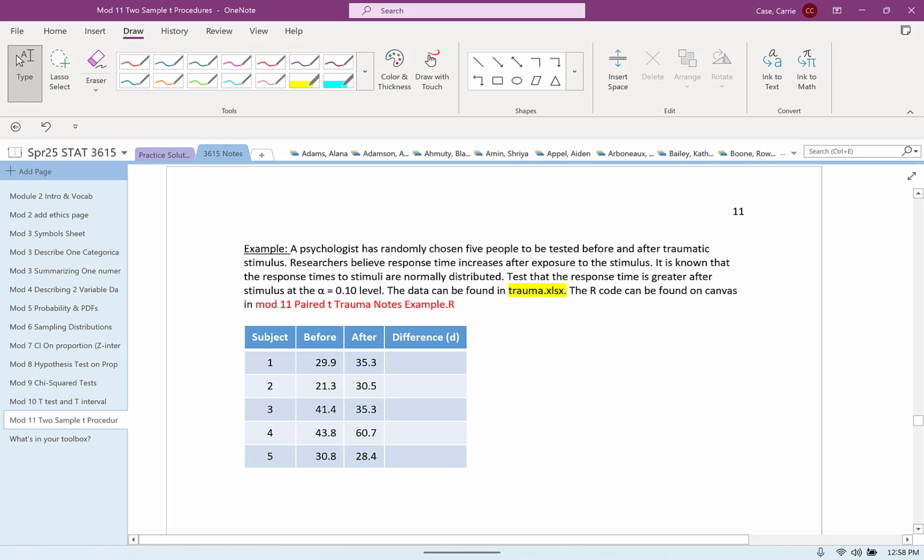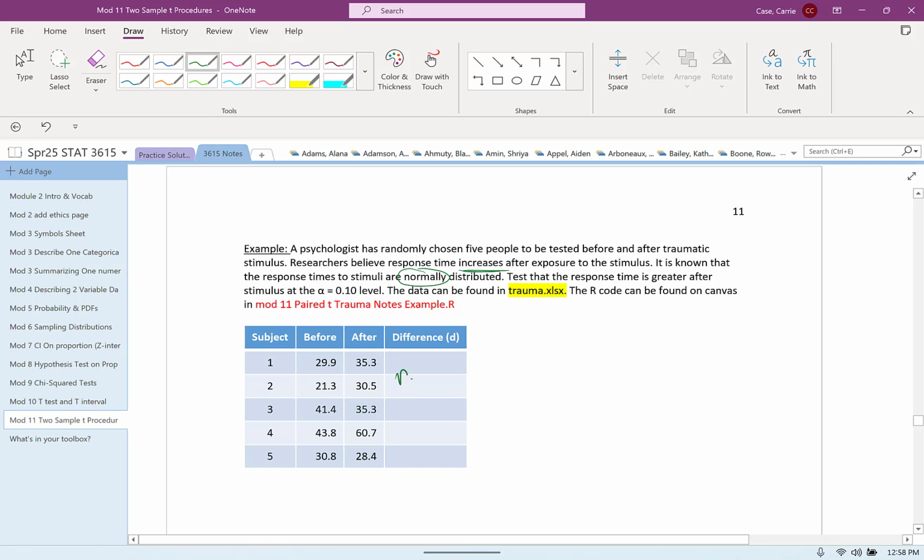So a psychologist has randomly chosen 5 people to be tested before and after traumatic stimulus. Researchers believe that response time increases after exposure to the stimulus. It's known that the response times to stimuli are normally distributed. Test that the response time is greater after the stimulus at the alpha equals 0.10 level. The data is found in the trauma Excel file. The R code is also included, and I'm going to pop that open in just a minute.